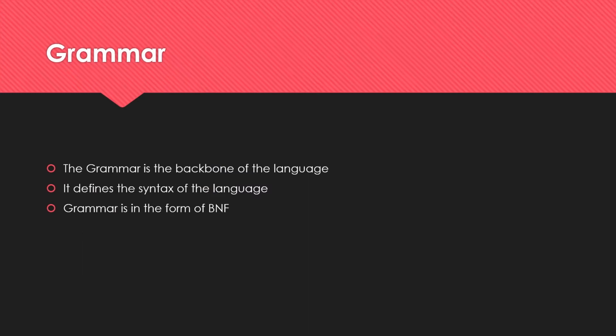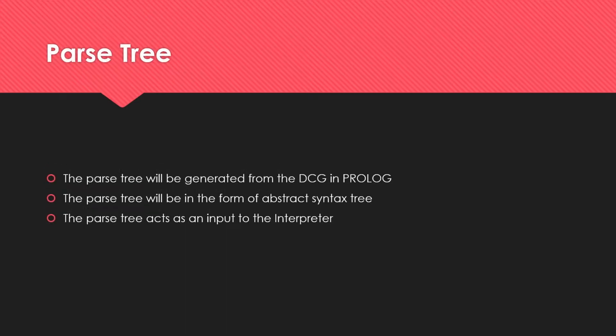The grammar acts as the backbone of the language. It defines the syntax for the language and the functionalities that the language supports. Grammar is in the form of BNF. Next, we will see the parse tree. The parse tree will be generated from the DCG in Prolog. The parse tree will be in the form of an abstract syntax tree and it acts as an input to the interpreter. We will look at the logic that is used for the parser.